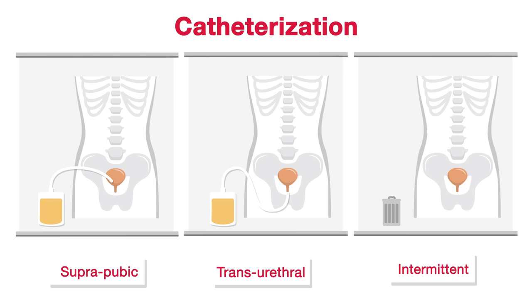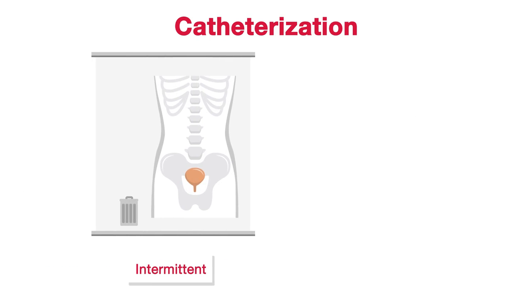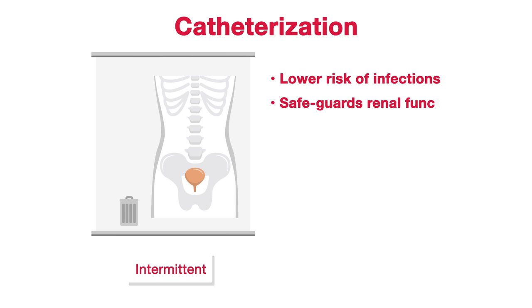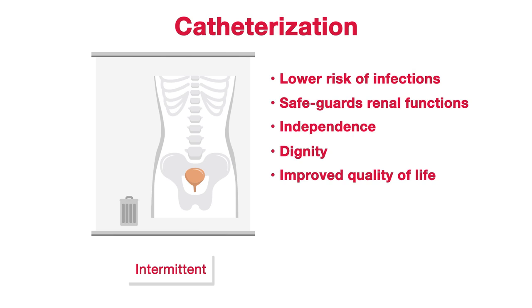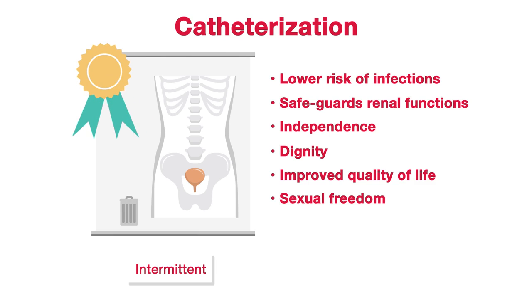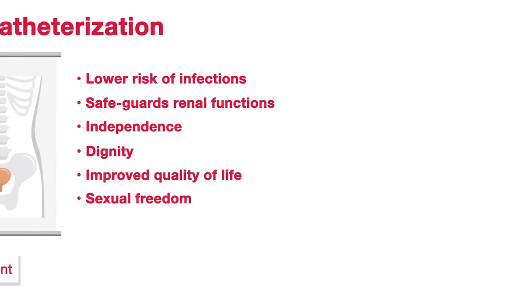Catheterization in general is associated with a risk of urinary tract infections. Intermittent catheterization, however, significantly lowers the risk of infections and safeguards renal functions. Also, it promotes independence, dignity, and an improved quality of life. And finally, it enables more sexual freedom. Intermittent catheterization is considered to be the gold standard therapy and the best practice when managing bladder dysfunction.